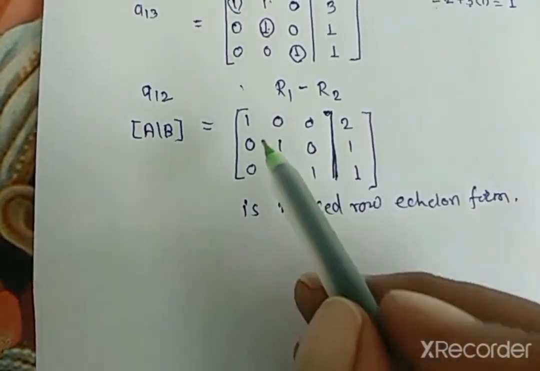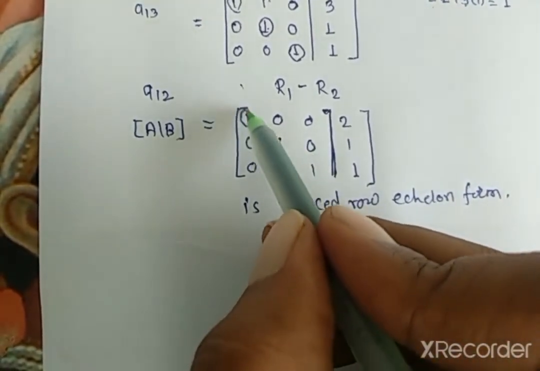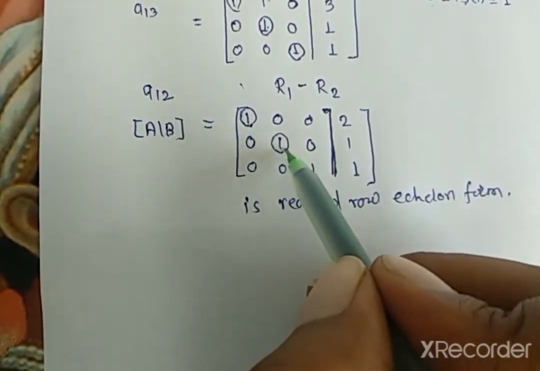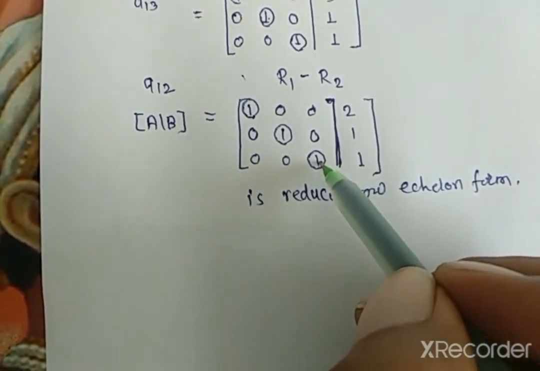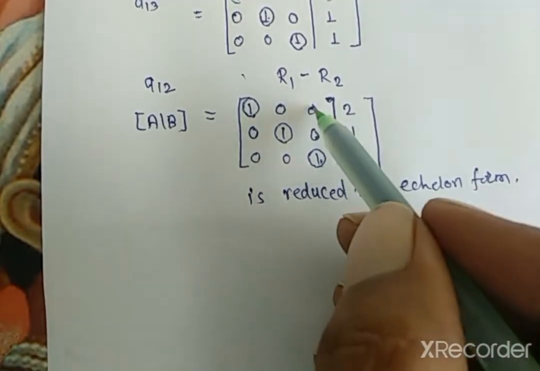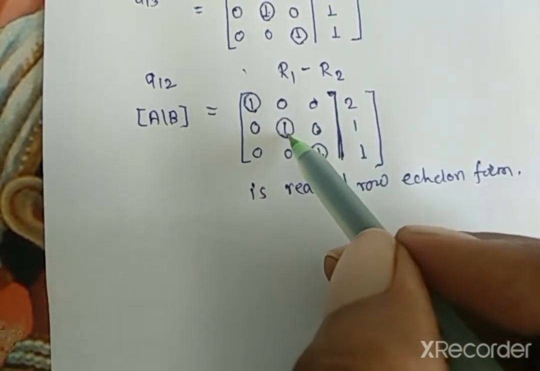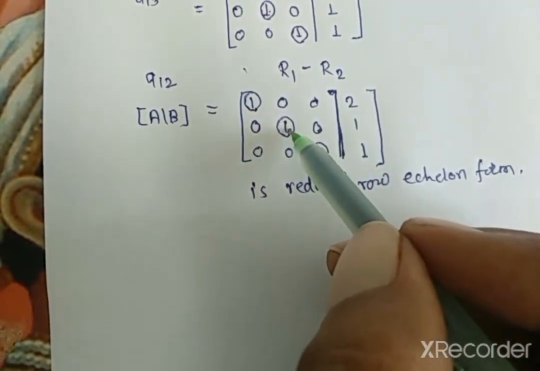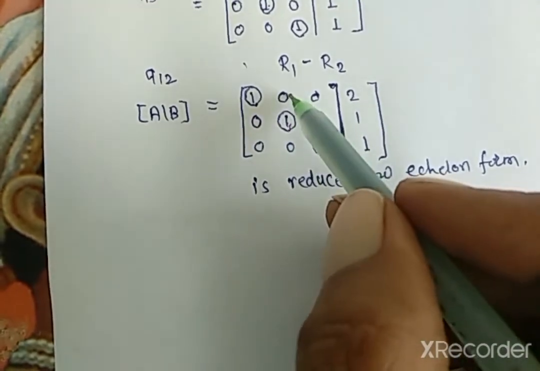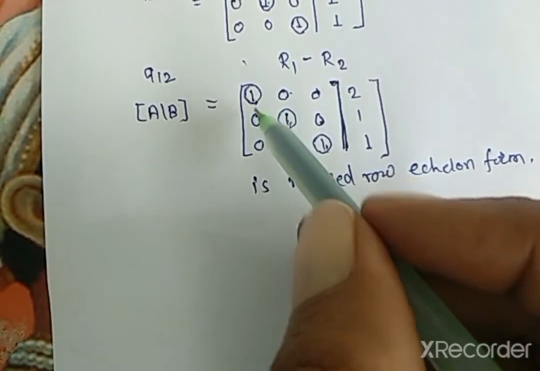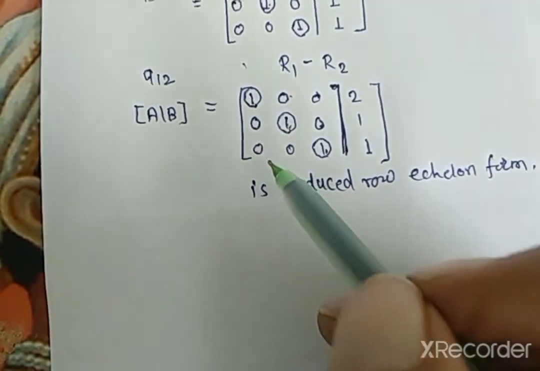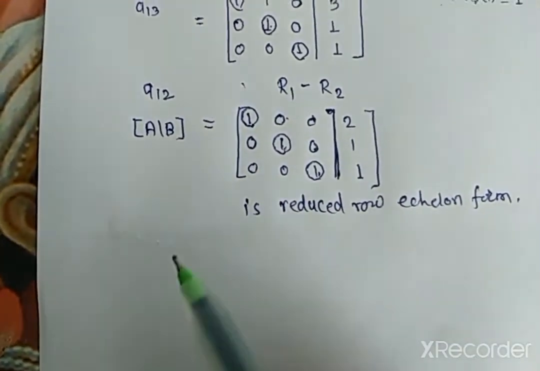Because if we see, the leading one is the only 1 and the remaining elements are all 0. If you consider this as leading, it is a leading 1 and the remaining elements in that column are 0. Here the second column has a leading one and the remaining are 0. And similarly at the first A11 position, all the others are 0. So it is our reduced row echelon form.